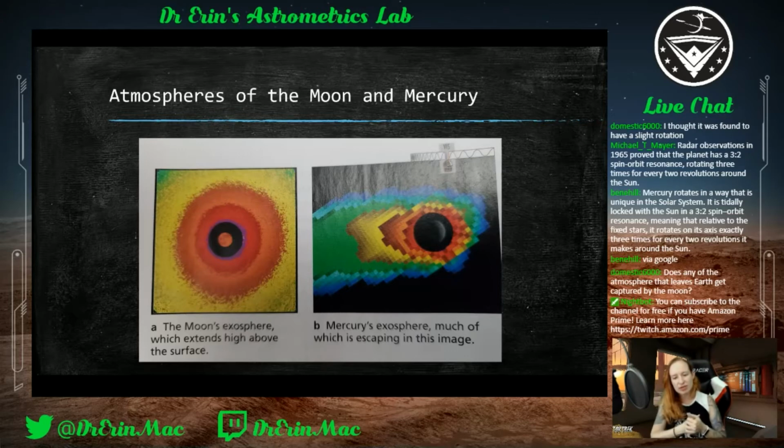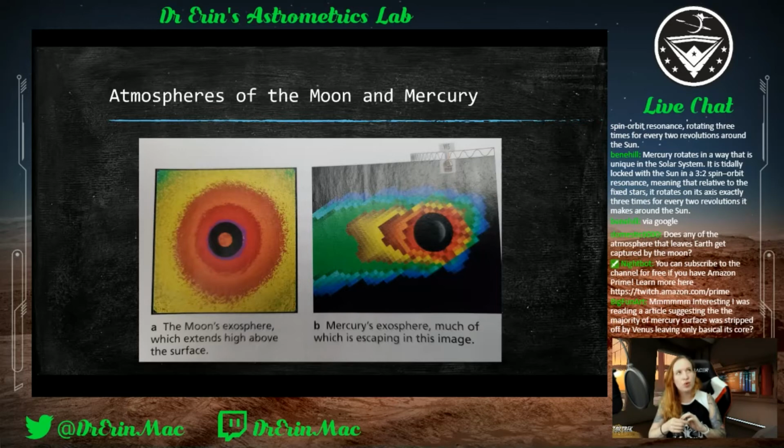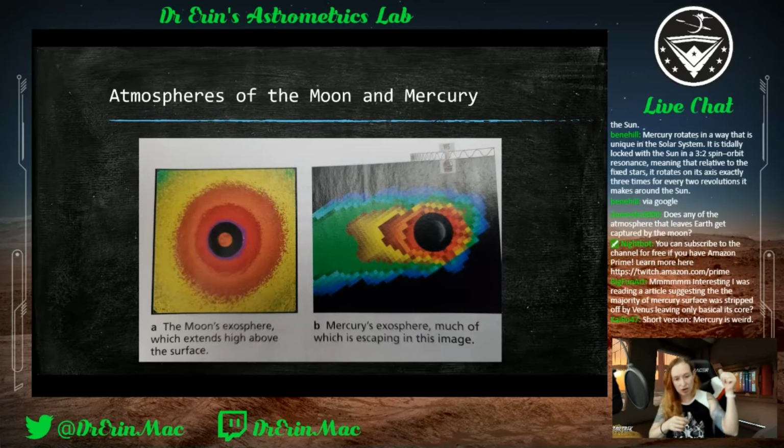Ooh, that's a really good question. Does any of the atmosphere that leaves Earth get captured by the moon? I mean, it's possible. There's no reason why it wouldn't. But I wouldn't necessarily claim that most, if not all, of the moon's atmosphere comes from the Earth. I would say it more comes from the impacts that send up gas into the atmosphere.